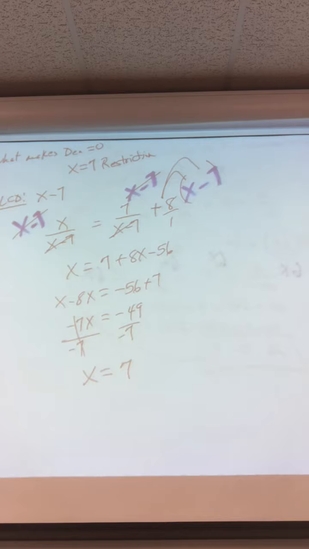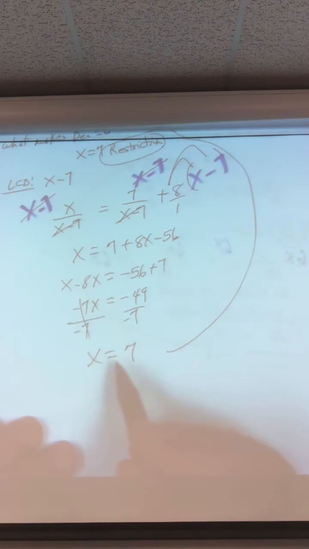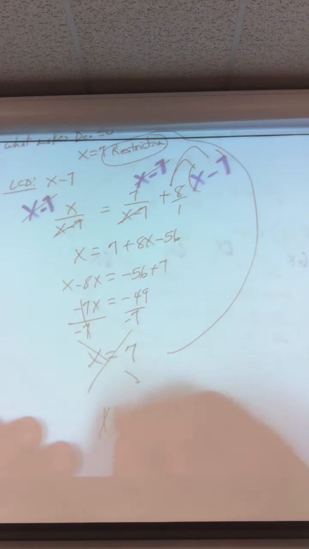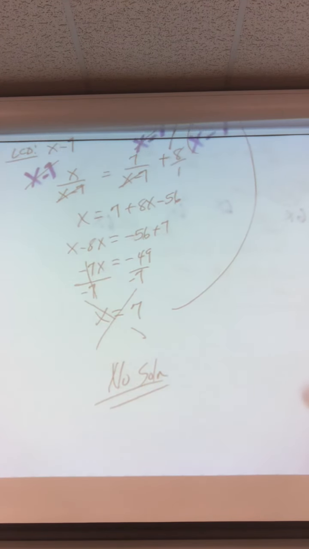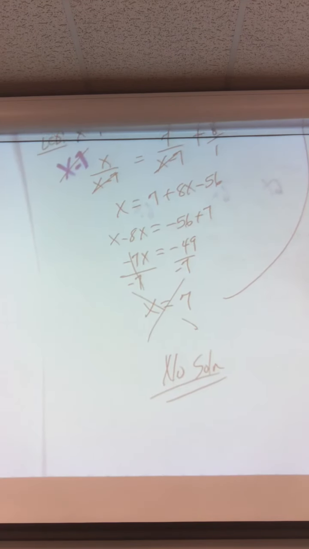But remember, 7 was the only thing x could not be. It was our restriction. And so since this is the answer that I found, and that was my restriction, the answer to this is no solution. But see, had I not checked that against that restriction, I would not have known that.